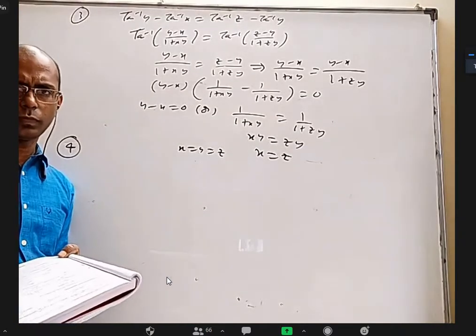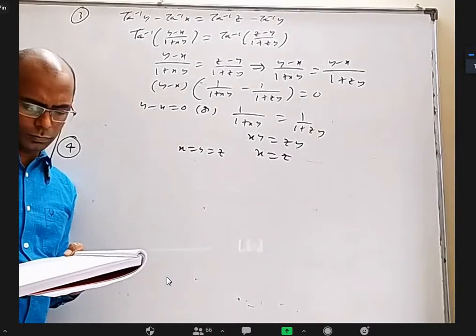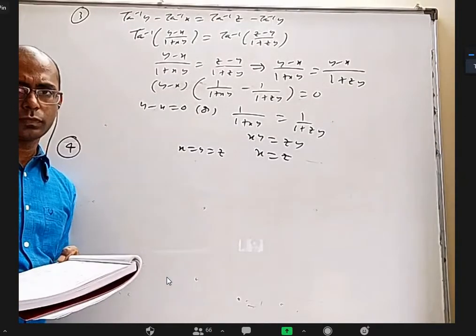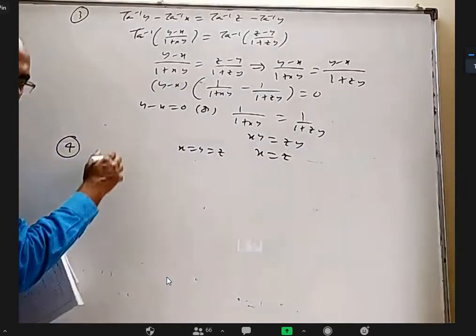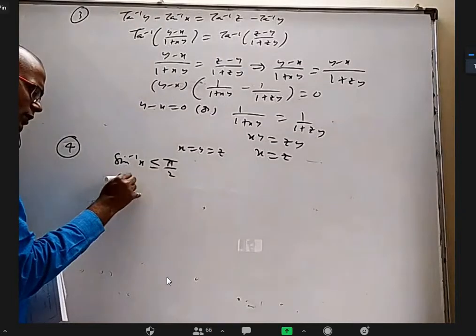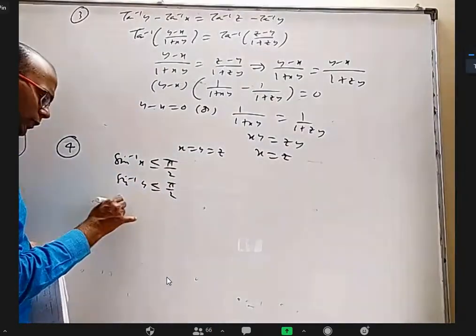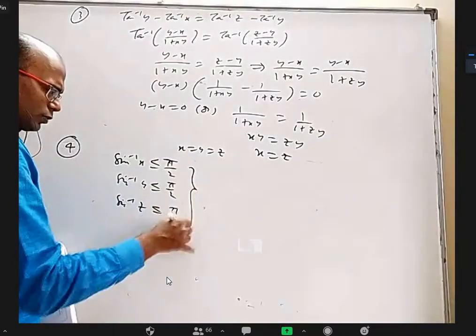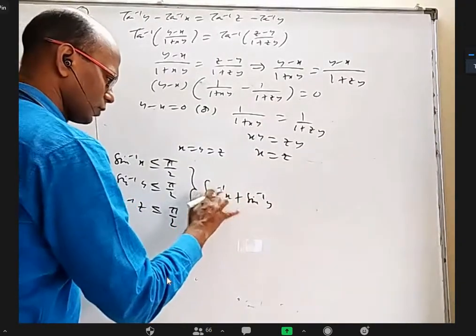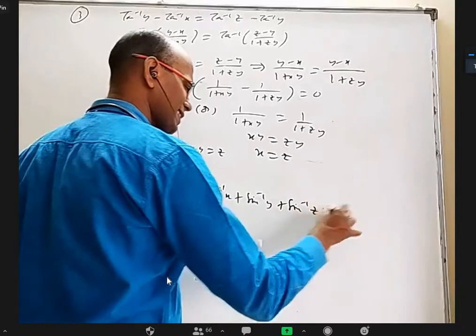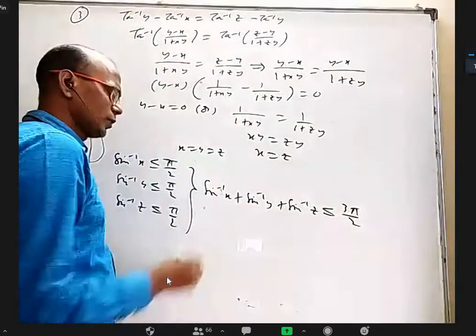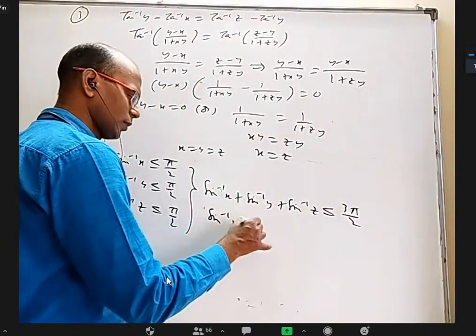Sir, sin inverse x plus sin inverse y plus sin inverse z equal to 3 pi by 2 only when each sin inverse term is equal to pi by 2, meaning x equal to y equal to z equal to 1. Yes, because sin inverse x is less than or equal to pi by 2, sin inverse y is also less than or equal to pi by 2, and sin inverse z is also less than or equal to pi by 2. So together, sin inverse x plus sin inverse y plus sin inverse z is less than or equal to 3 pi by 2. But equal to 3 pi by 2 is possible if and only if all attain the maximum.